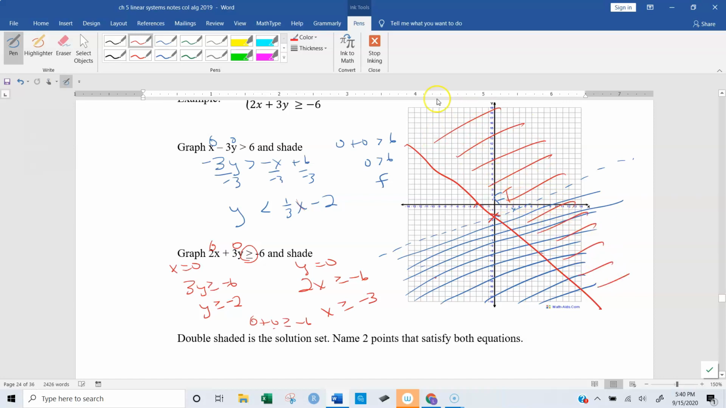All right, this part here where we have the blue and the red is the double shaded. So this is our solution set right here. I need you on the test to color that very dark so there's absolutely no question that you know where it is. Any points in there are your answers. So whatever we get, here we go.